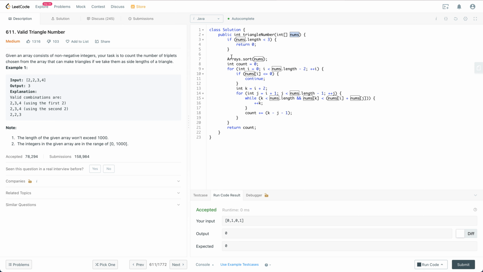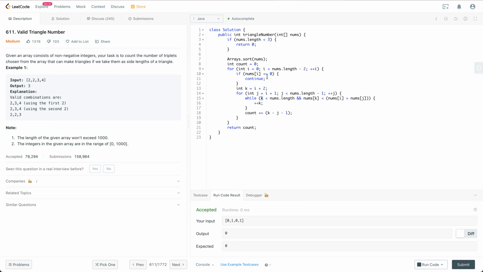You may wonder, it seems to be an n-cube solution at the very beginning, because there are two layers of for loops, and within the inner for loop there is a while loop. But that's not true. Actually this is an n-squared solution. We enumerate the first, the smallest side, then we enumerate the middle side, the second largest side, and then the largest side is indicated by k. So why is it an n-squared solution?